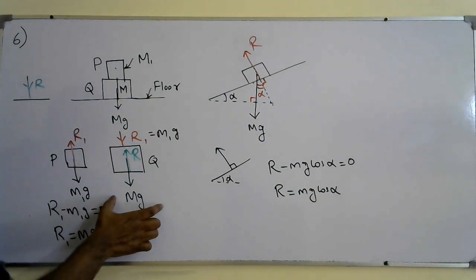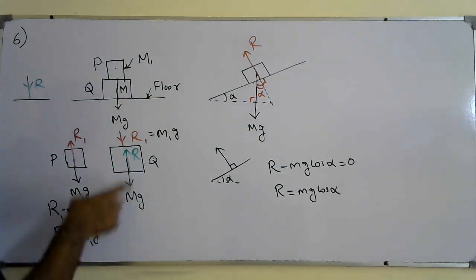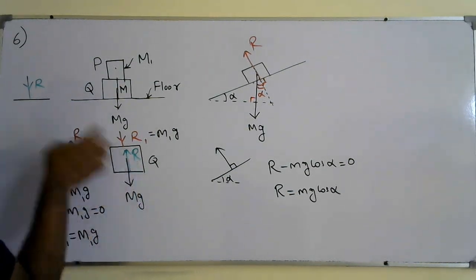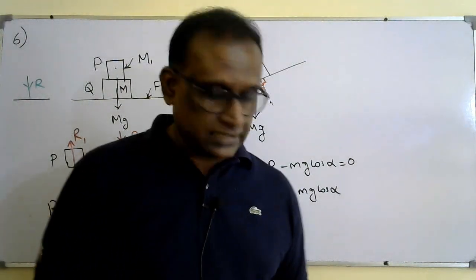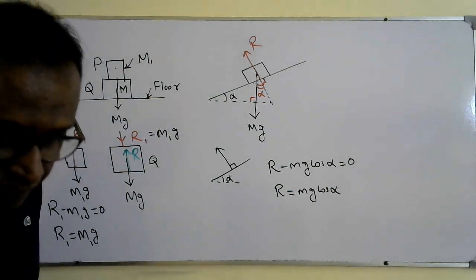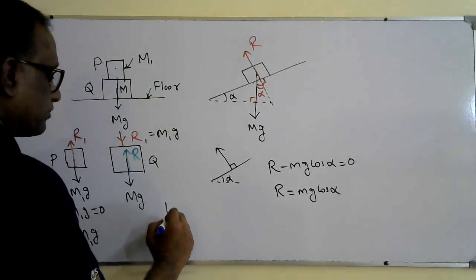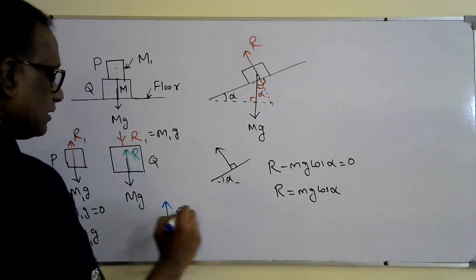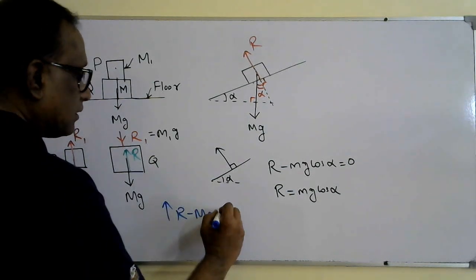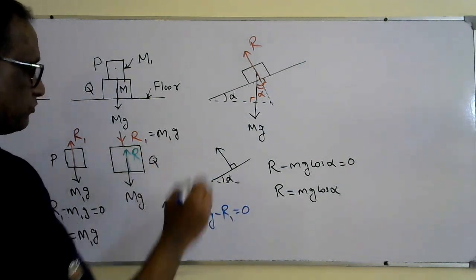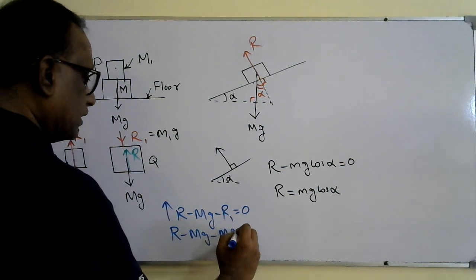Now, how many forces are acting on Q? There are three forces. R1, which is exerted by P on Q, mg, that is the weight of Q, and capital R is the force exerted by the floor on Q. There are three forces acting on Q, and Q is at rest. Since Q is at rest, in the vertical direction the resultant force must be 0. So if I consider the vertical direction, this is R upwards, mg downwards, R1 downwards, equals 0. But R1 is equal to M1G, so R minus mg minus M1G equals 0.